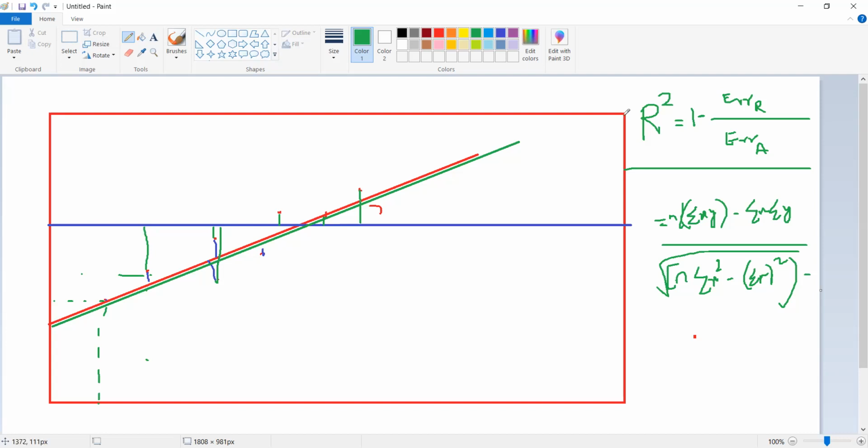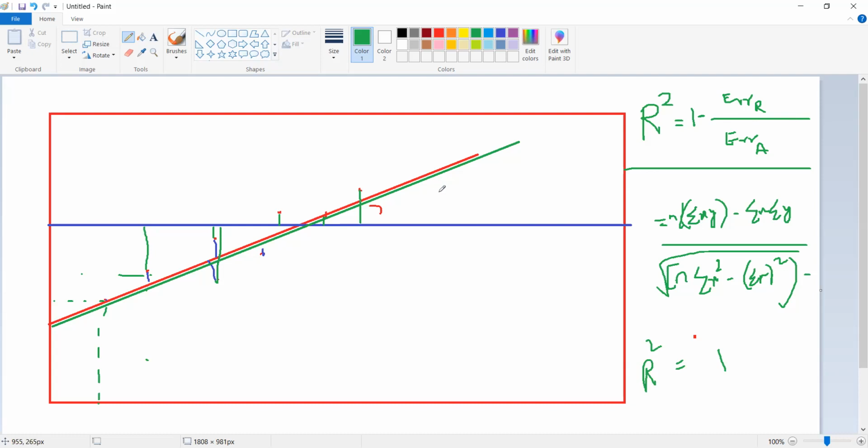See, the highest value of R square is when the error on the red line, or regression line, is 0, and your regression line has predicted the values with 100% accuracy. So 0 by anything is 0 only. 1 minus 0 will be 1 only. So R square can take a maximum value of 1. What is the minimum value that it can take practically? And we'll talk about theoretically also.